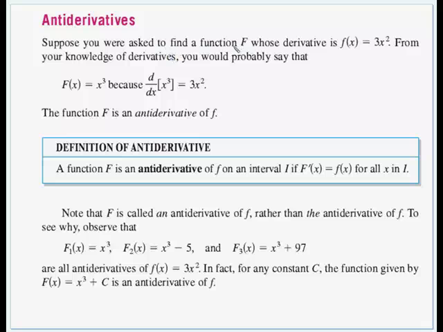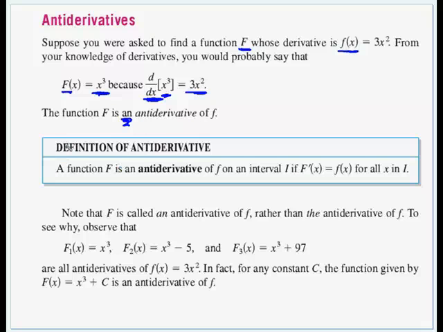Suppose you were asked to find a function, capital F, whose derivative is f of x, and that's 3x squared. So what do we derive to get 3x squared? From your knowledge of derivatives, you'd probably say that if we take x to the third and we derive it, d dx of x to the third is 3x squared. The function capital F is an antiderivative of f.